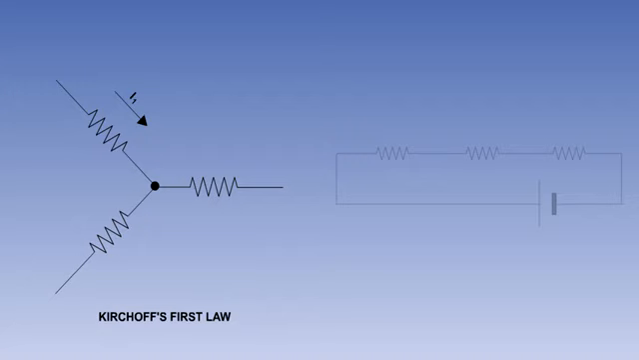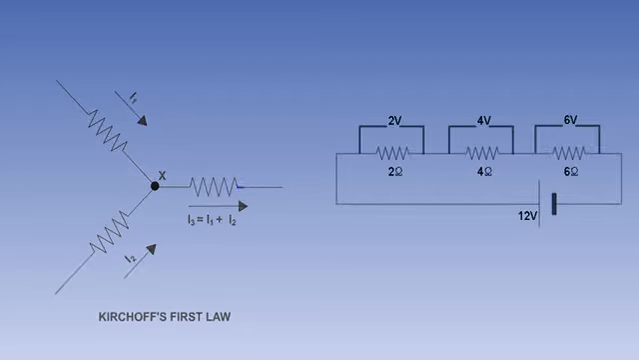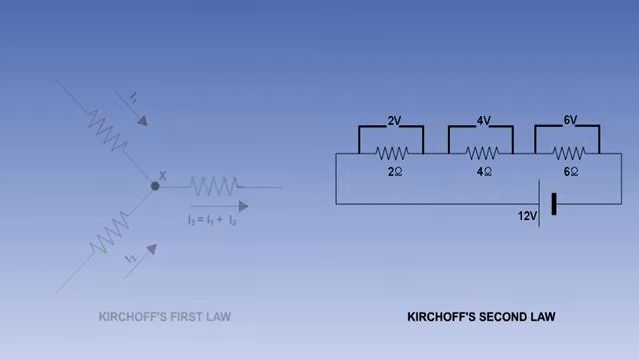In the diagram shown here, there are two current flows, I1 and I2, into point X. So the current flow out from point X, I3, must equal I1 plus I2. Kirchhoff's second law states that if all the voltage drops in a closed circuit are added together, their sum always equals the voltage applied to that closed circuit. We will look at this second law in a moment.